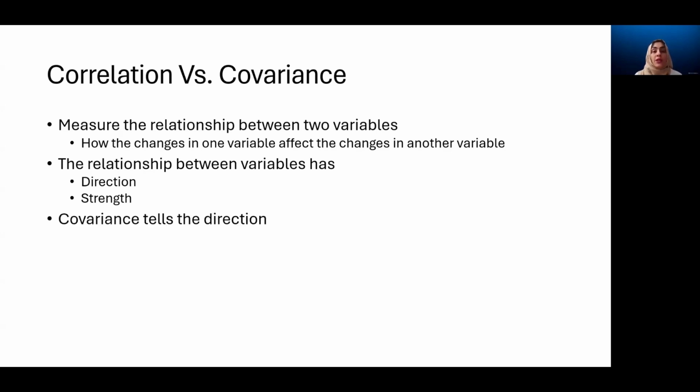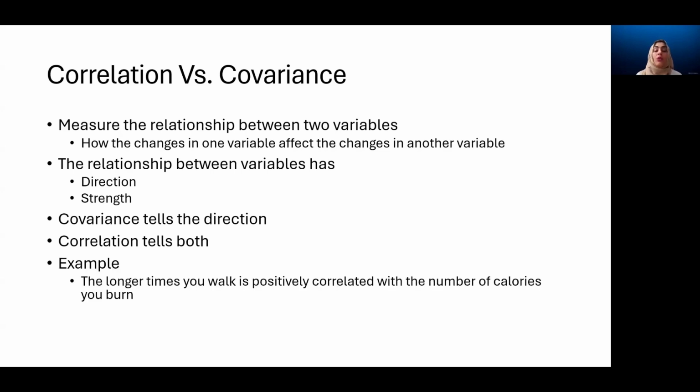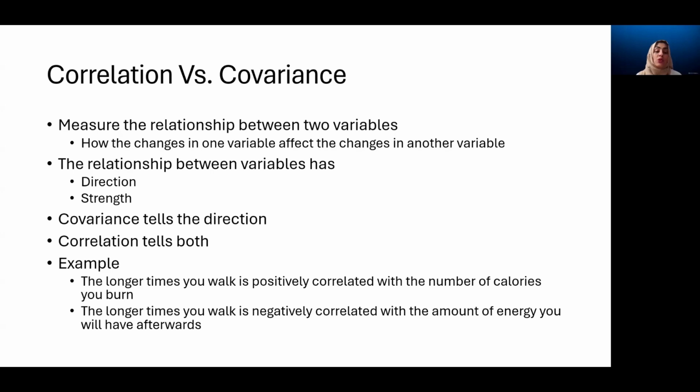Covariances only tell us the direction, which is either the relationship is positive, both values varying in the same direction, or negative. But correlations tell us both. They do tell us the strength of the relationship. For example, the longer times you walk for is positively correlated to the number of calories you burn. The longer times you walk is negatively correlated with the amount of energy you will have afterwards, typically.